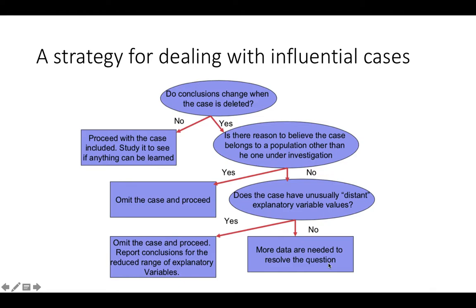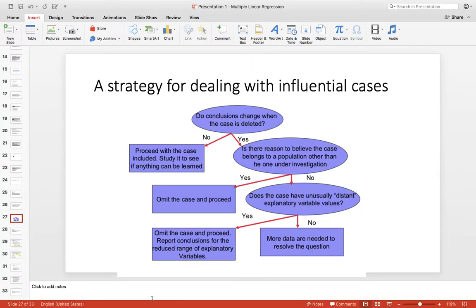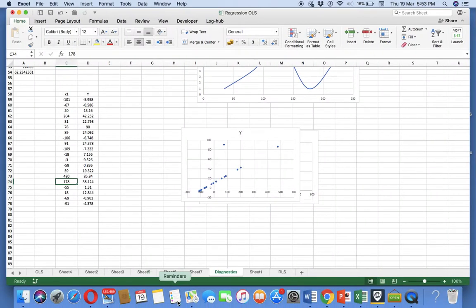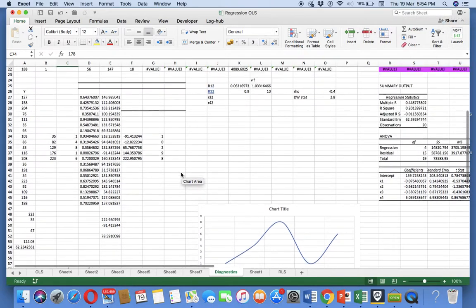So this is basically how you deal with influence, right? So this is what you mean: should I exclude it? So this is definitely an outlier. Now, how do we detect outliers?